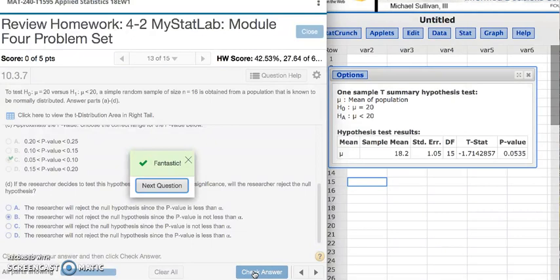I highly recommend with those when you're trying to translate what you would do with your conclusion from the hypothesis, reread them because sometimes they can be a little confusing.